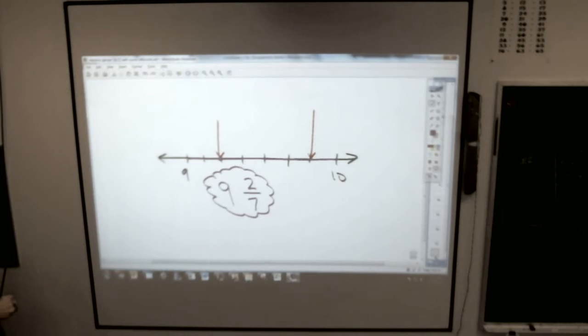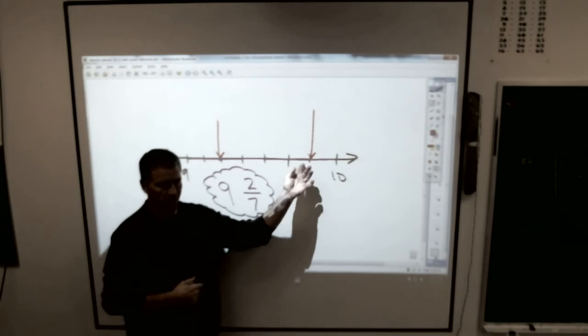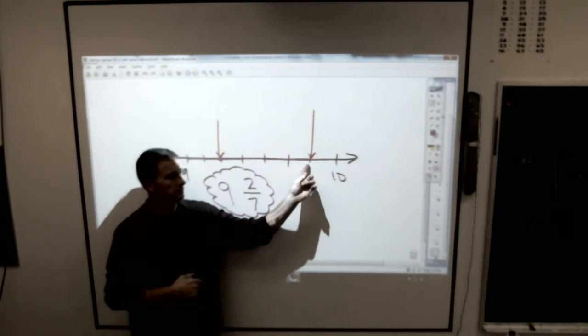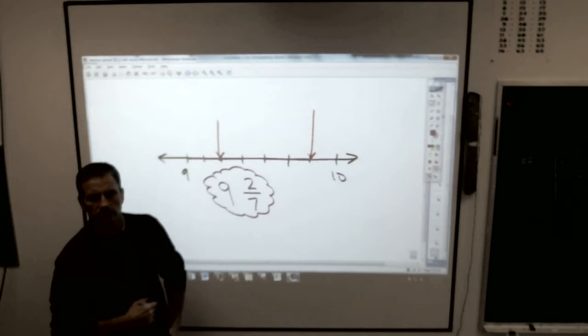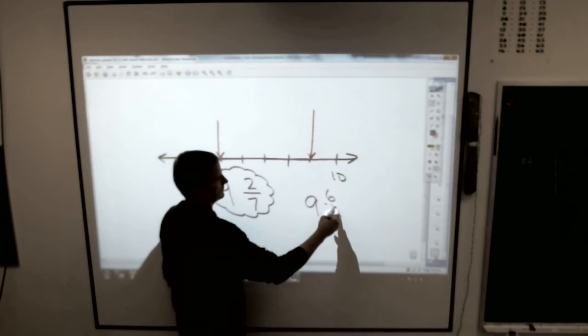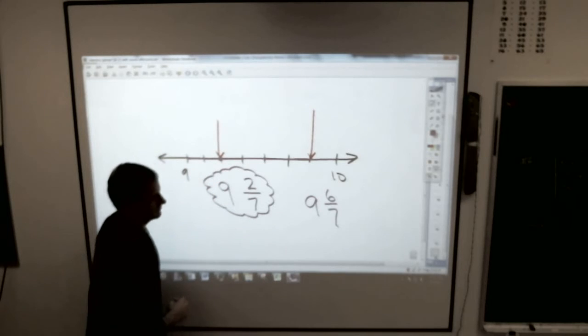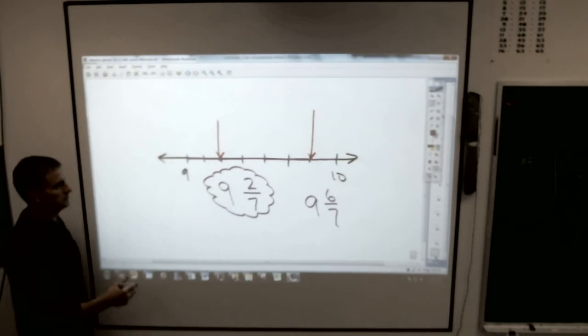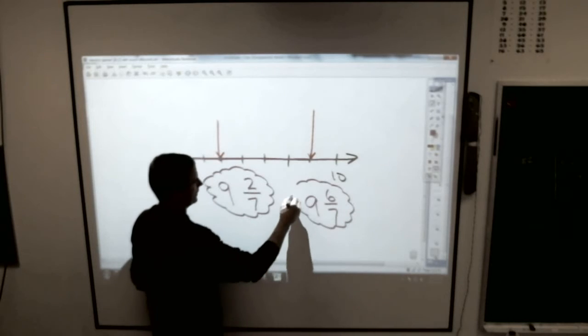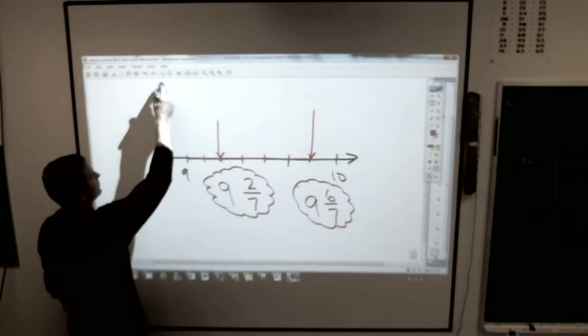And then once you know how many spaces it is, it's pretty easy to pick this one out. Which would be what? Brady Sovereign? 9 and 6 sevenths. Everybody good with that? Maybe we'll do one more. Make it super. How about this one?